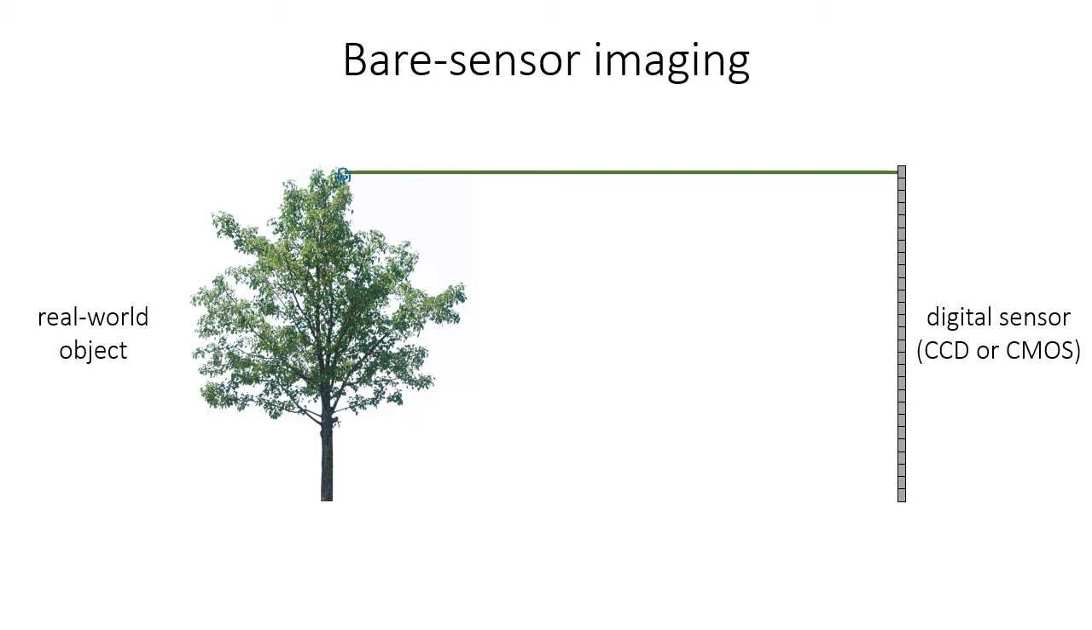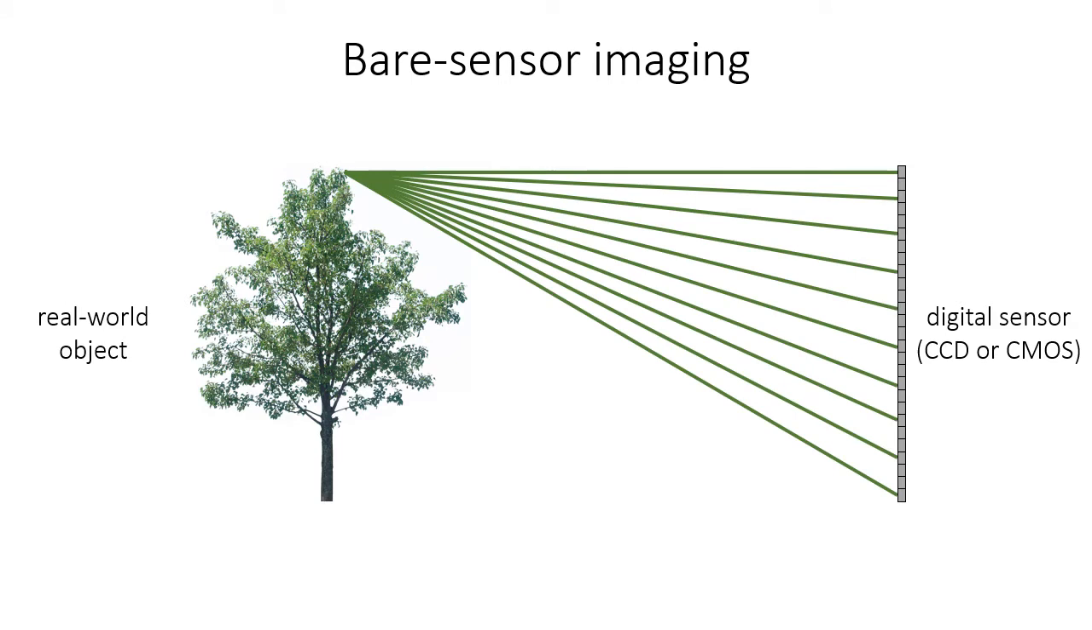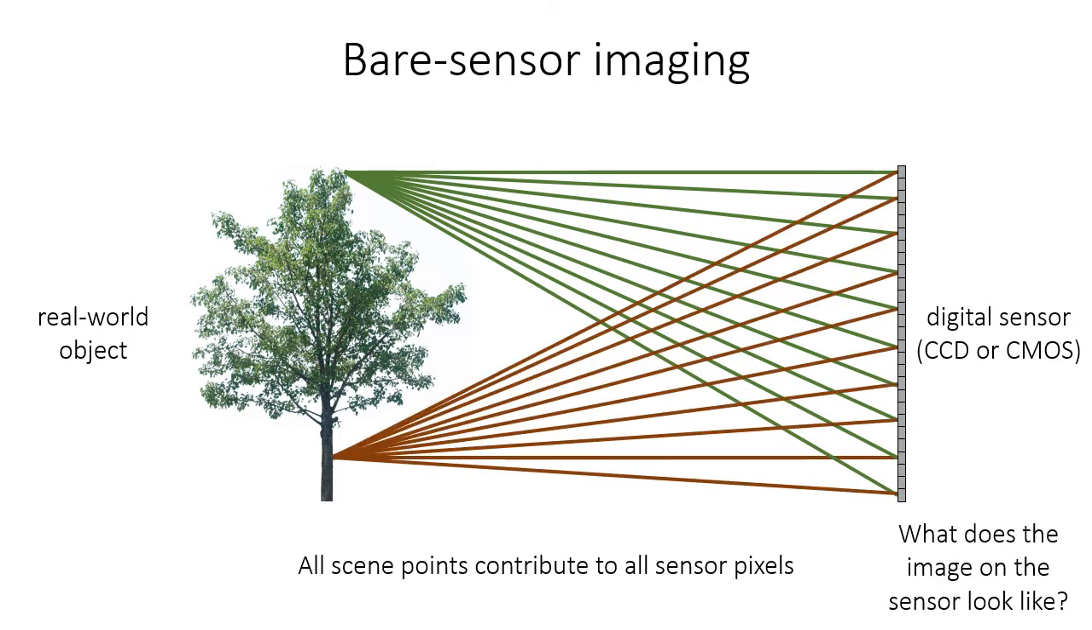This point goes to this, but these same points go everywhere. So as you can see, the same points go to the whole digital sensor. Also, this point also goes to the whole digital sensor. So in summary, all scene points contribute to all sensor pixels, as you can see.